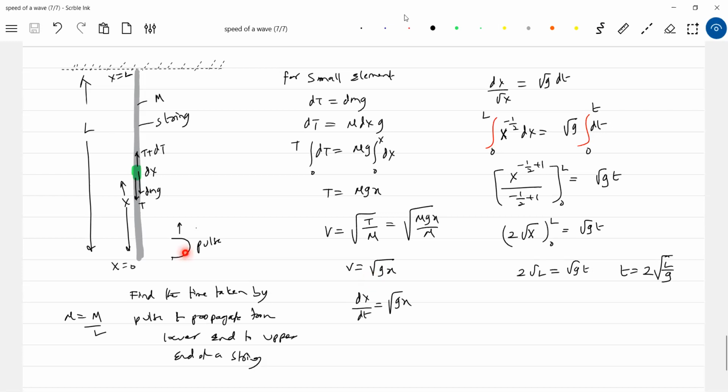Sir, how do you generate a pulse? You hold one end of the rope and give a jerk, and the pulse will start propagating here. Okay, this is about the time taken to move from one end to the other end.